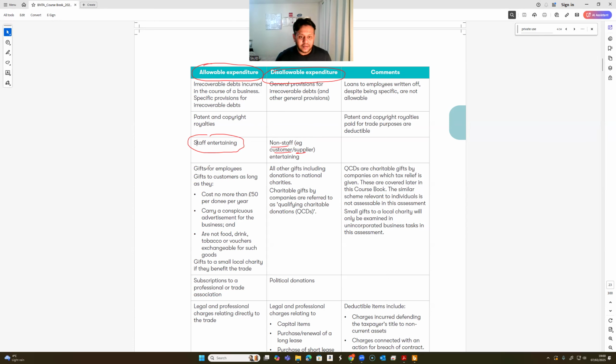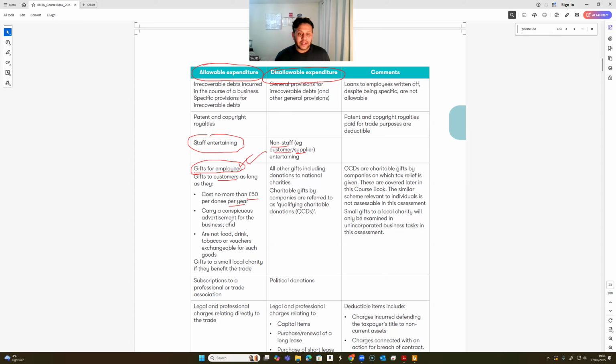On the other hand, a gift to the employee is always allowable. So there is no problem for that. Gift to employee or the staff entertaining to employee, allowable. But for the customer, as long as three conditions are met, then it is allowable. What are those three conditions? Cost no more than 50 per donee per year. So in one year, if you give two gifts, 50 and 50, it is disallowable. It has to be a total of less than 50 for the whole year.